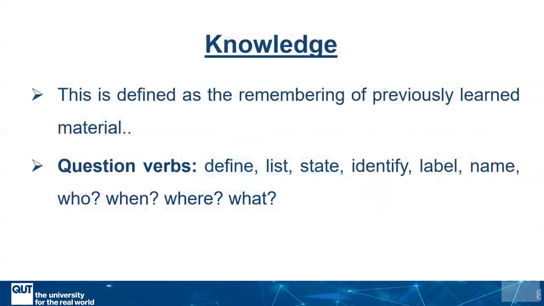So let's go through some of them. Knowledge is the lowest level of learning. It's essentially remembering previously learnt material, and this would be the easiest type of multiple choice question to create. The learning objectives at this level are things like knowing common terms, specific facts, methods and procedures, and basic concepts or principles. The verbs you'd use for knowledge questions are define, list, state, identify, label, name, or things like who, when, what, or where.